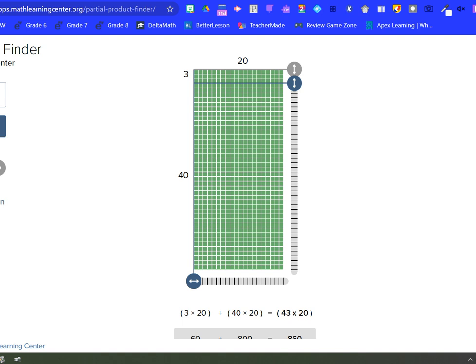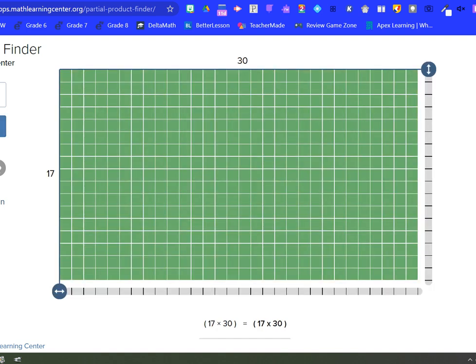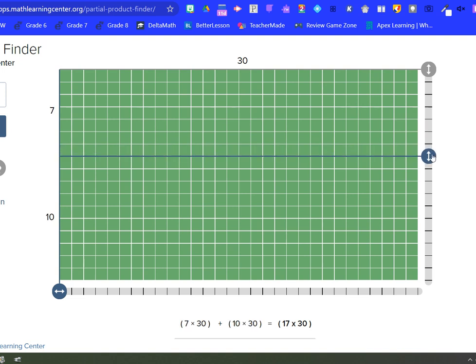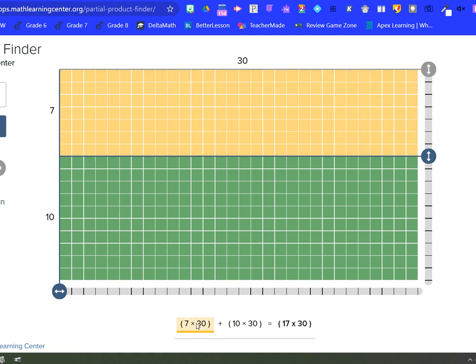So we have 17 times 30 this time. Go ahead and enter it. All right, so which number is the easy number we're going to leave alone? Yeah, the 30. The 17 is a little bit more difficult. How can we break up 17 to make it easy? Good. 10 plus 7. So let's move this down so I have a 7 and a 10 that makes that up. Way easier, right?